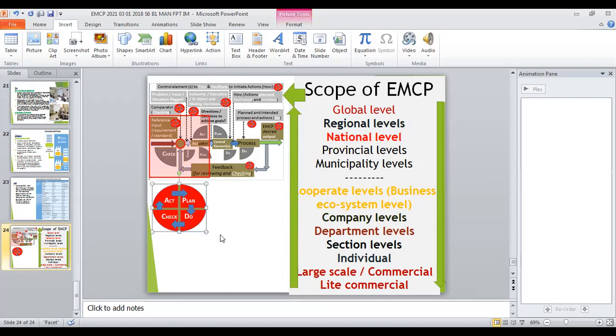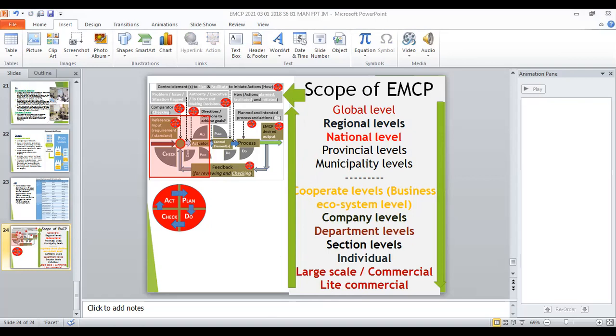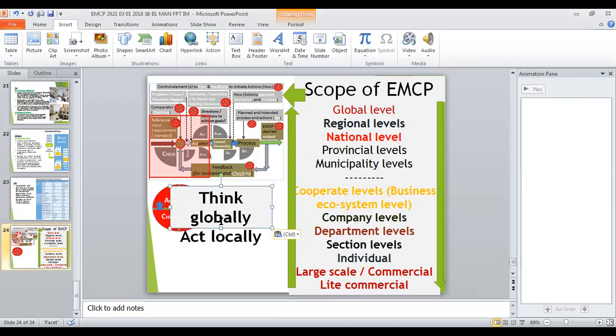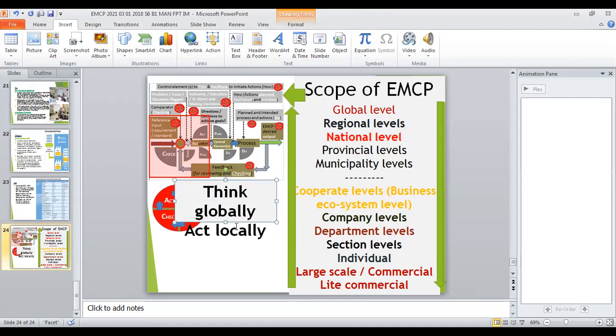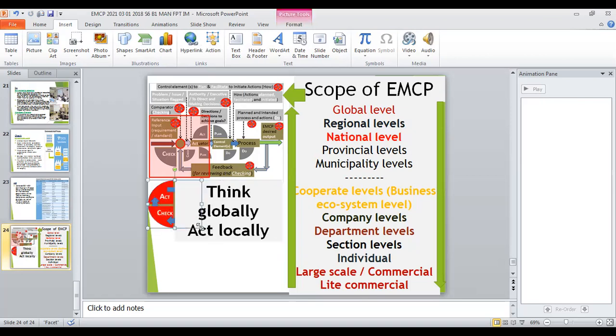So there are two groups possible. Some think global and they act local. These are very important. So thinking global and acting local, that is very, very important. I hope you can understand this. Thinking global and acting local, that is very important. That's why you have to have this up-to-date knowledge.